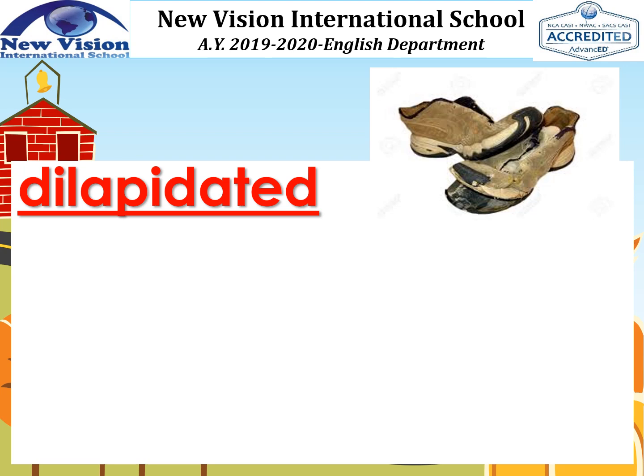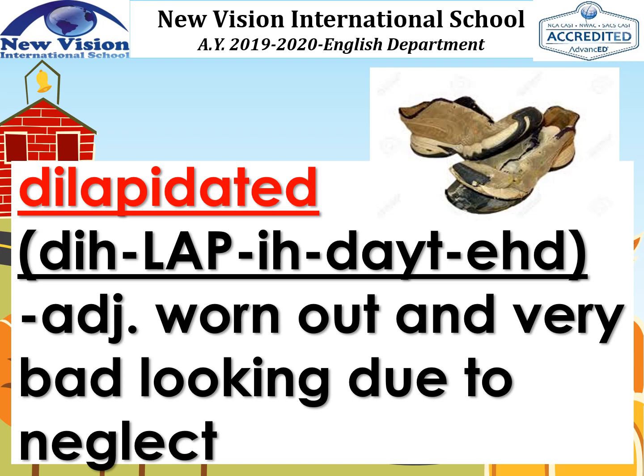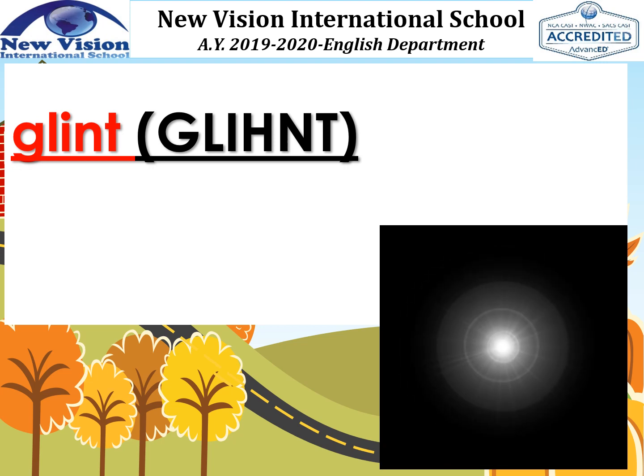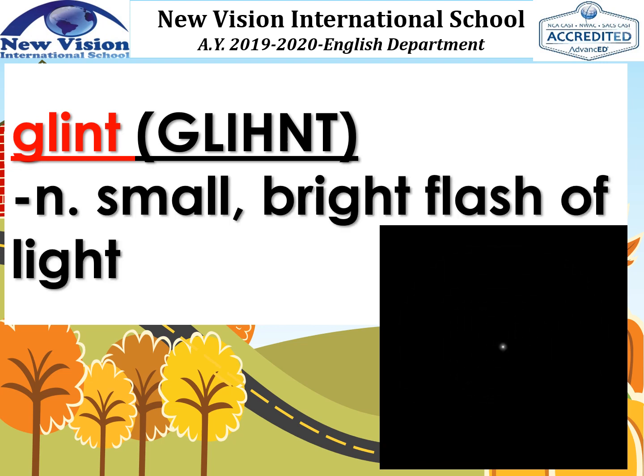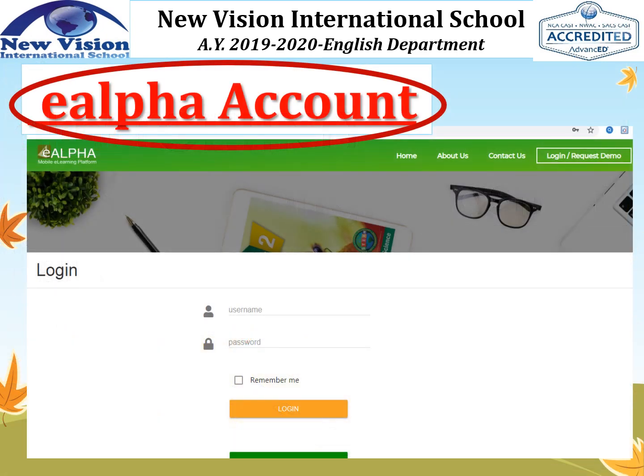Next, we have dilapidated. Say dilapidated. It is an adjective to describe something that is worn out and very bad looking due to neglect, or simply it means disrepair or ruined or destroyed. Take a look at the picture for shoes. Okay, that's dilapidated. Last word we have glint. Say glint. It is a noun which means small bright flash of light. That's glint.